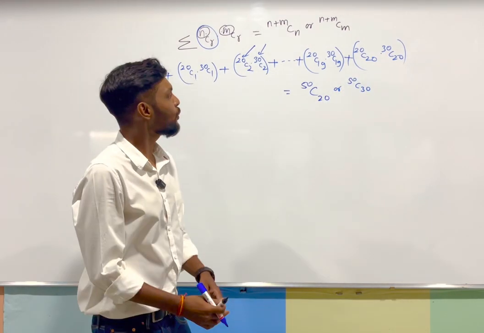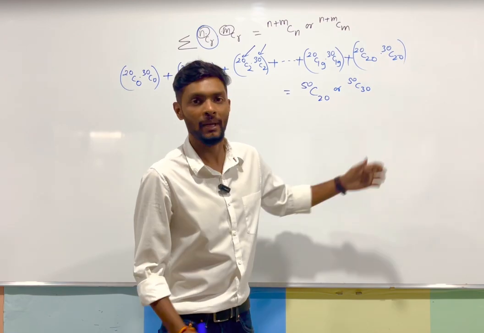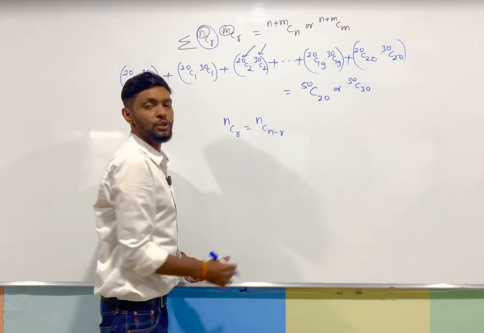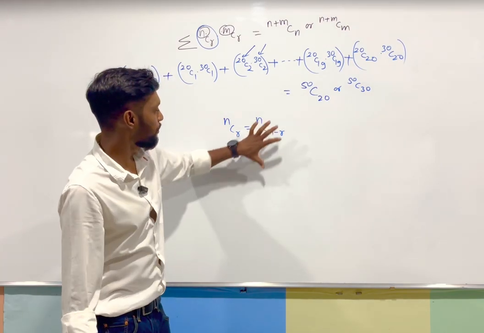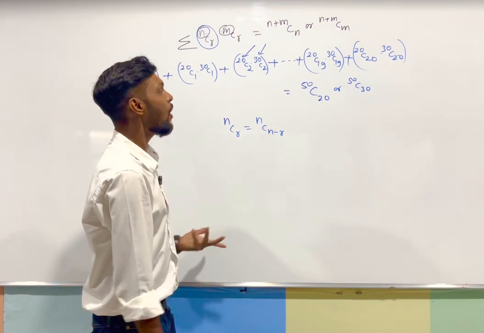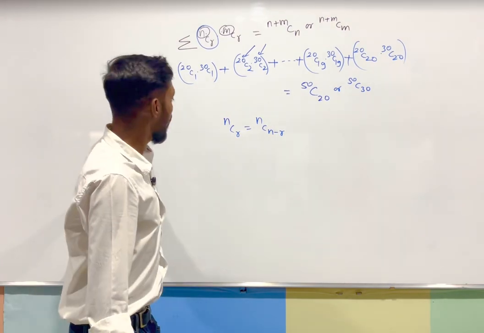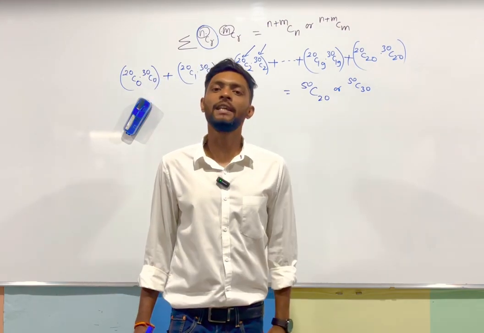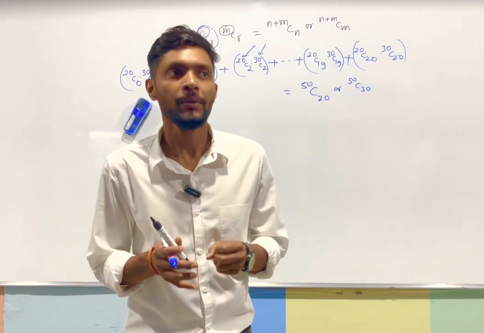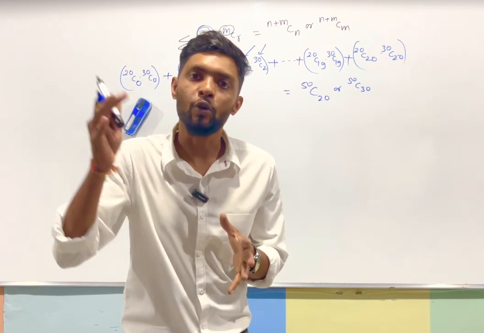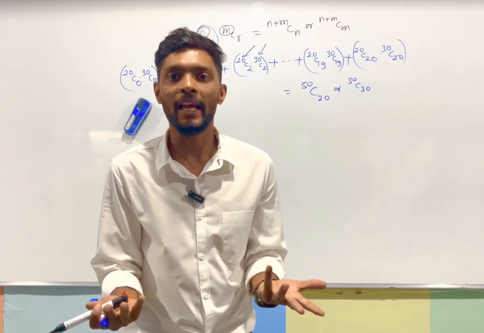Why? Because you know that the values of these two terms are the same. nCr is the same as nC(n minus r). You could prove it by expanding both of these terms and verifying that both are equal, or you could simply visualize. How would you visualize? Like 50C20. What does 50C20 give? 50C20 gives the number of selections you can make of 20 objects out of 50 objects. So just think like that.